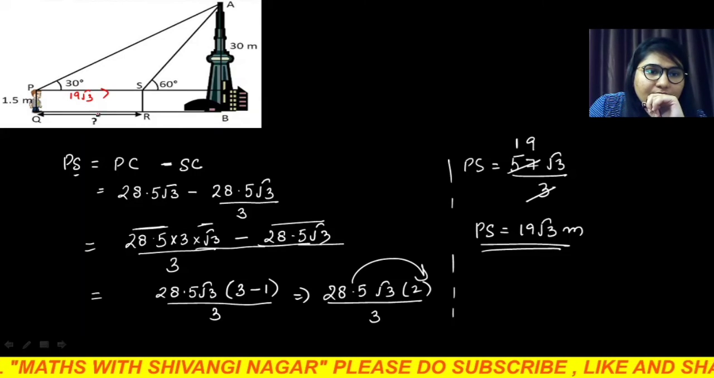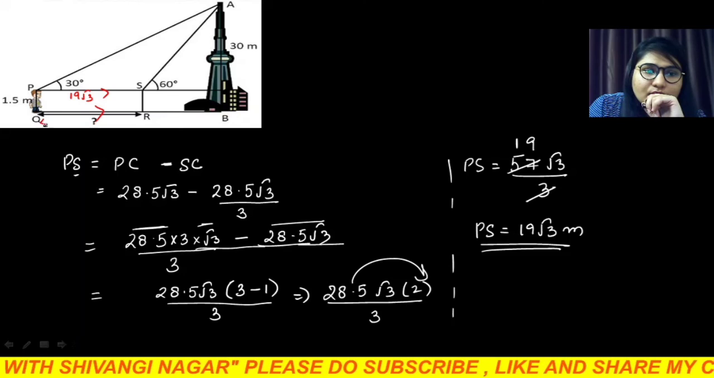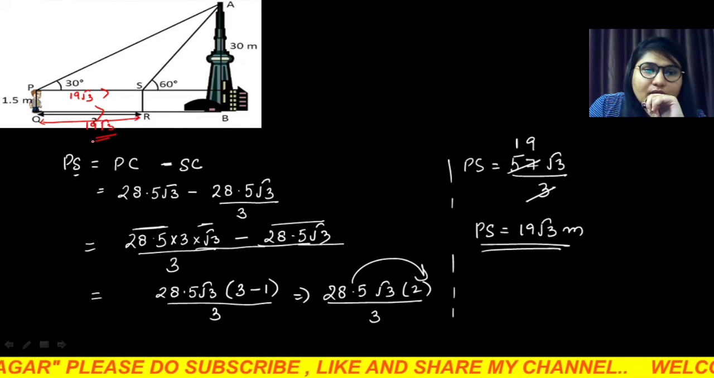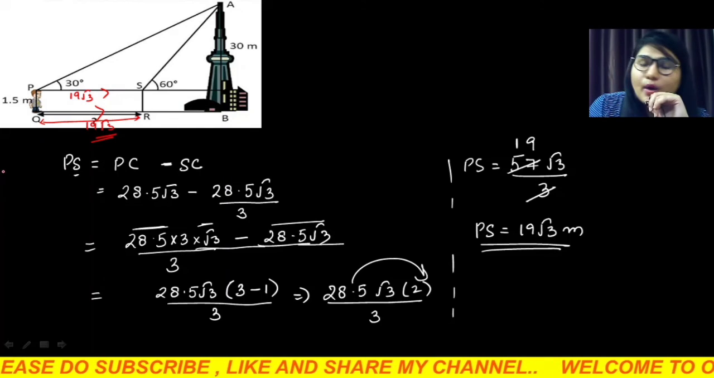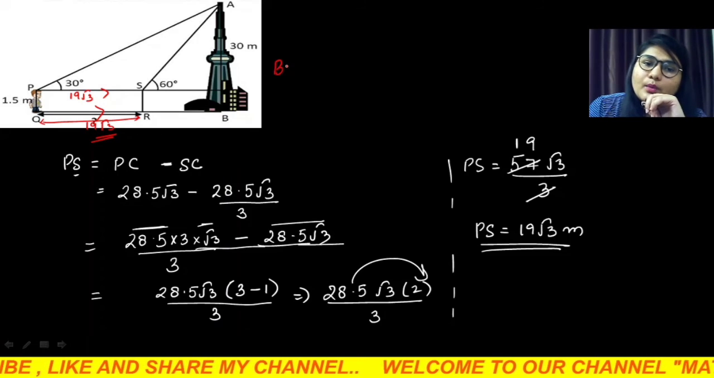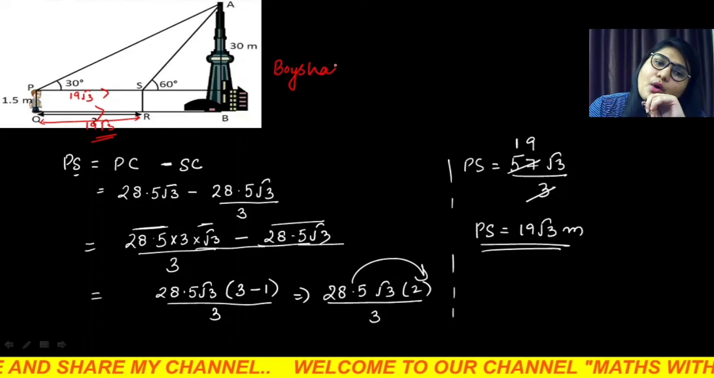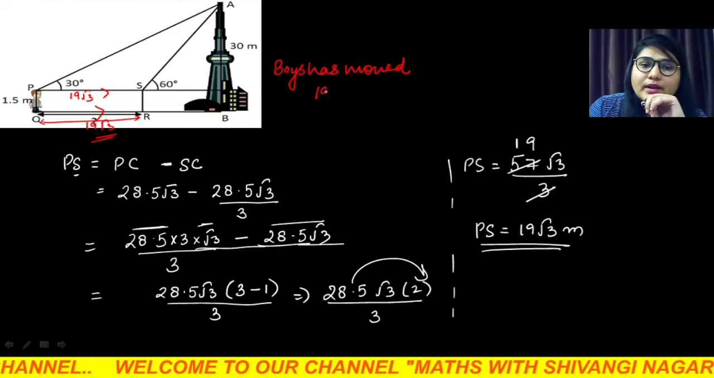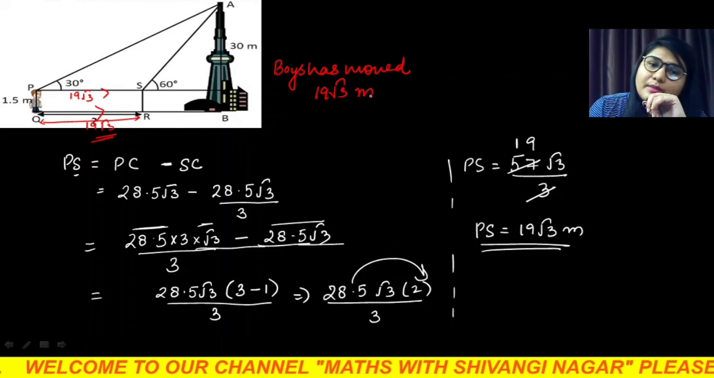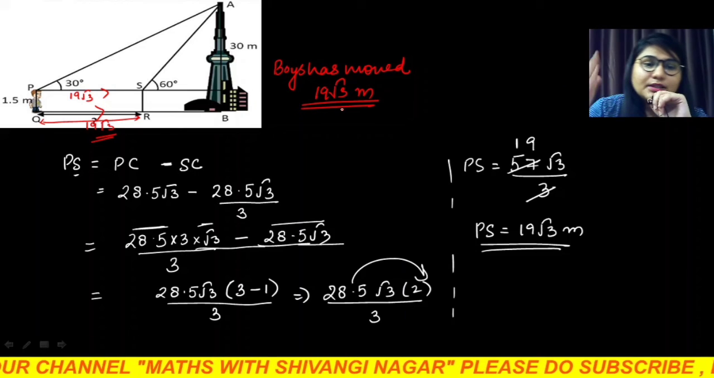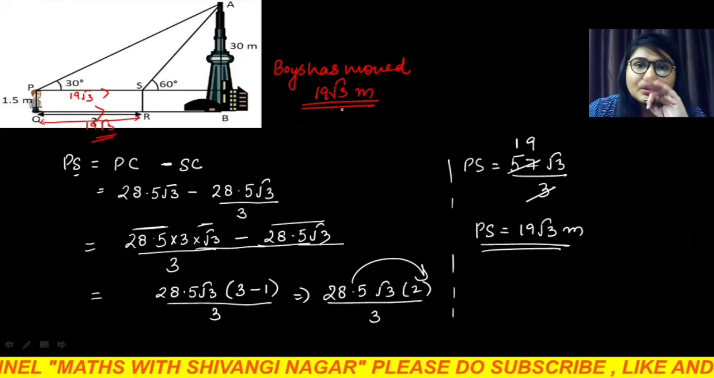And we know that PS is parallel to QR. So this QR distance is also 19 root 3. So how much distance has that boy moved from its initial point? So we can say that the boy has moved 19 root over 3 meter distance. Clear? So this is what all about in this video, in this question solution.